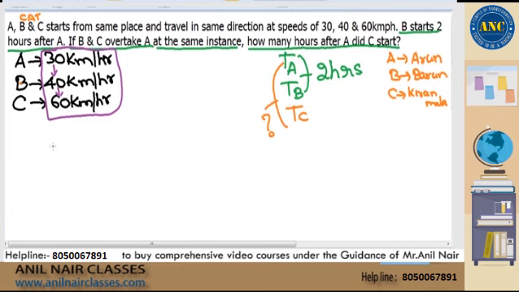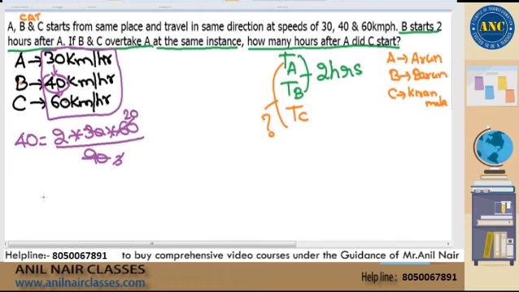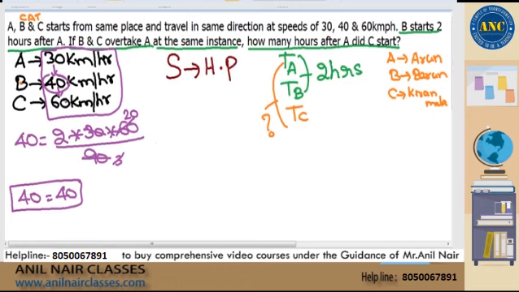If they are not in arithmetic progression, check whether they are in harmonic progression. If so, the middle value 40 is given by 2 into A into C divided by A plus C, that is 2 into 30 into 60 divided by 90. If I simplify, this is 3 times 20, and 2 into 20 is 40. So 40 equals 40. Left hand side is equal to right hand side. That means the speeds are in harmonic progression.